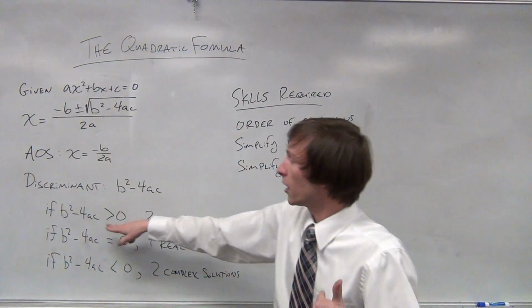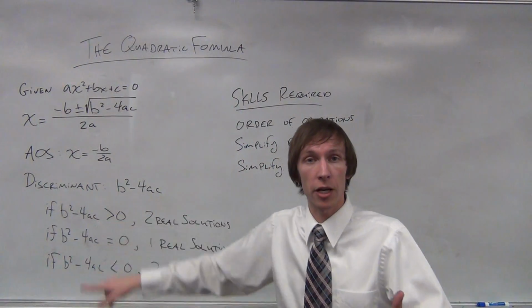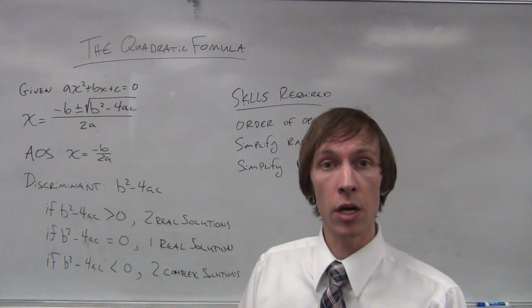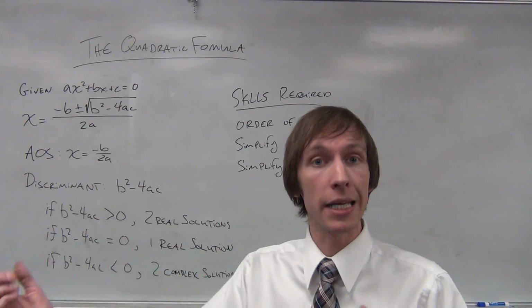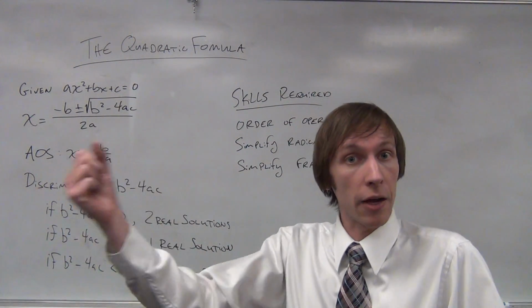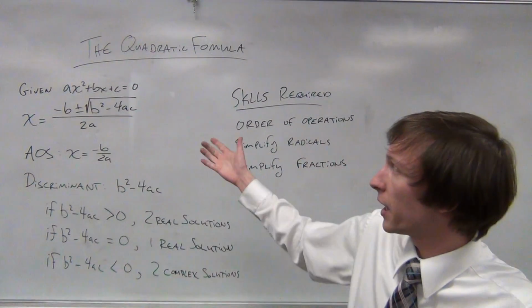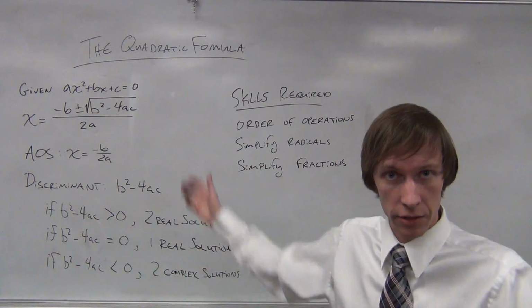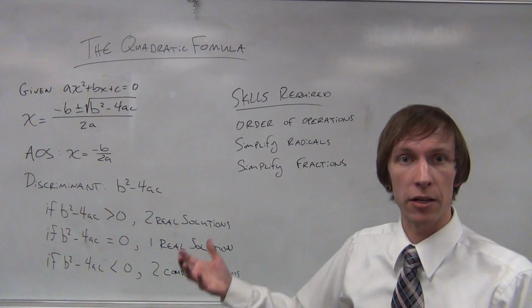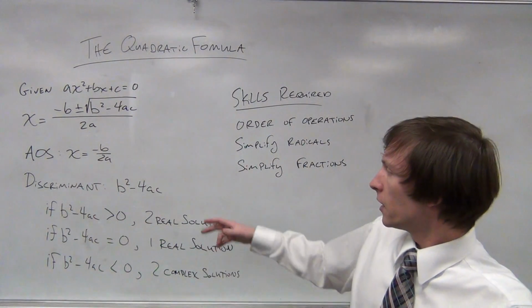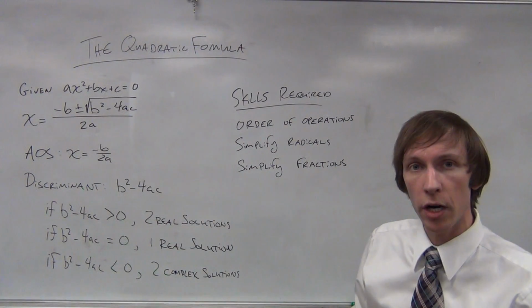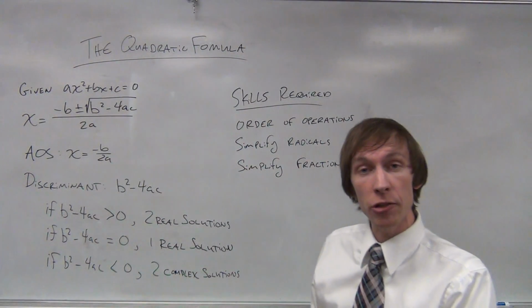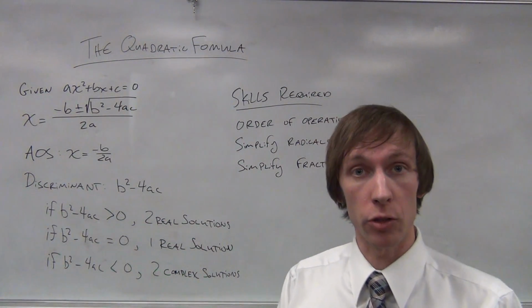If this difference, b squared minus 4ac, is bigger than 0, then we'll be taking the square root of a positive number. That means that we're going to get 2 real solutions, a positive root and a negative root that will then add with the opposite of b and then take that difference or sum and divide it by 2a. If that quantity, the radicand under the square root, b squared minus 4ac, is equal to 0, then we're going to have one real solution.